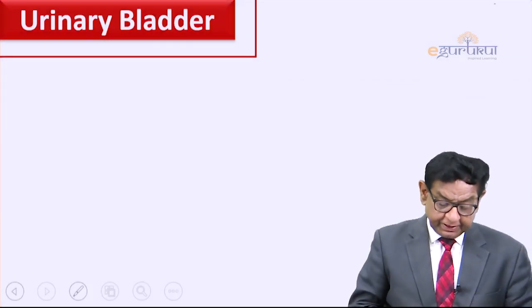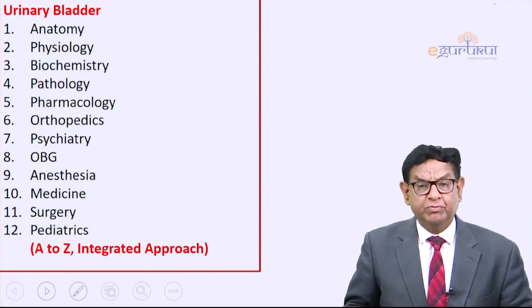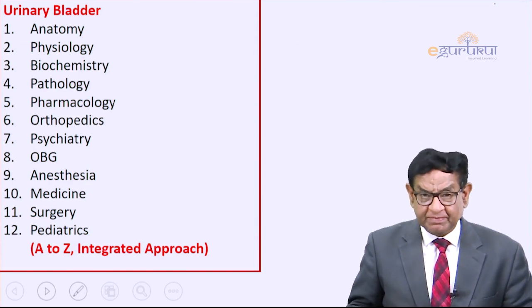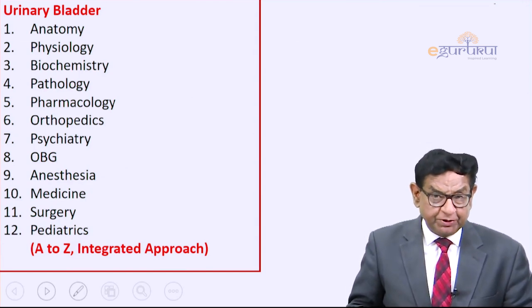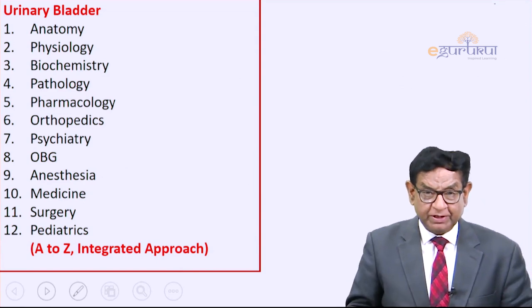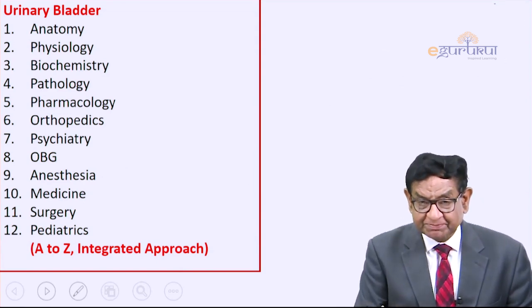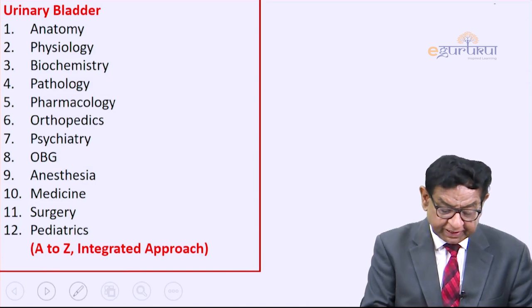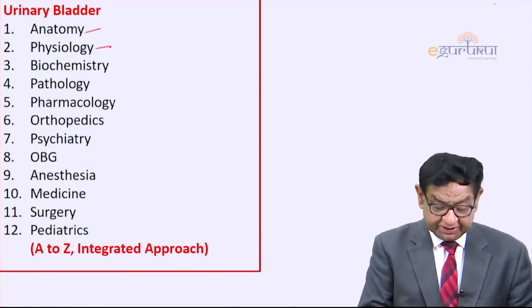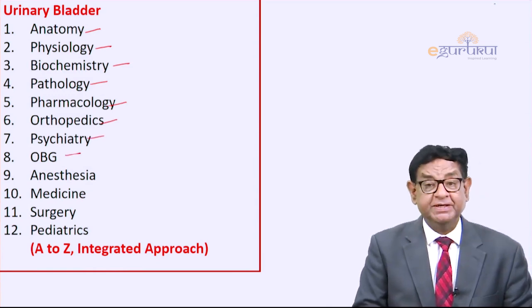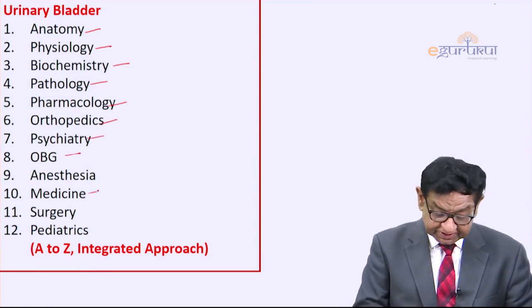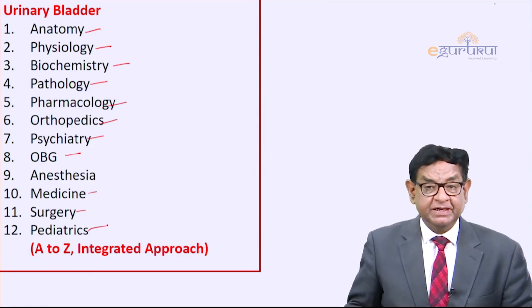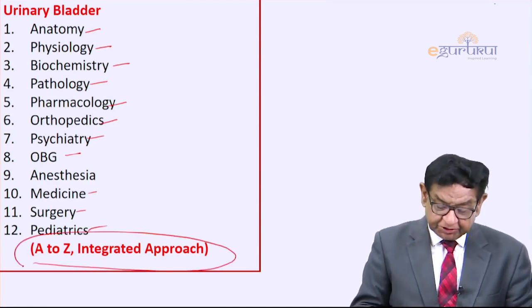Bladder. It is considered one of the most difficult topics in the entire internal medicine. So when I talk to you about the urinary bladder, I'll talk not only about the medicine aspect of the bladder, I'll also talk about anatomy, physiology, biochemistry, pathology, pharmacology, orthopedics, psychiatry, OBG, anesthesia, medicine, surgery, and pediatrics. A to Z about the urinary bladder.